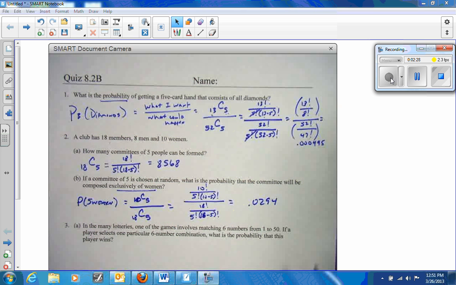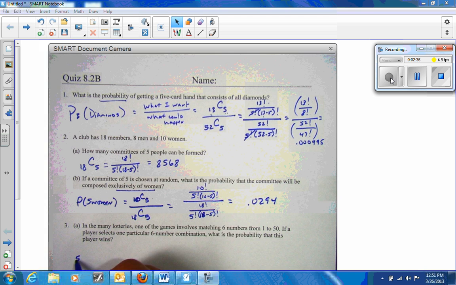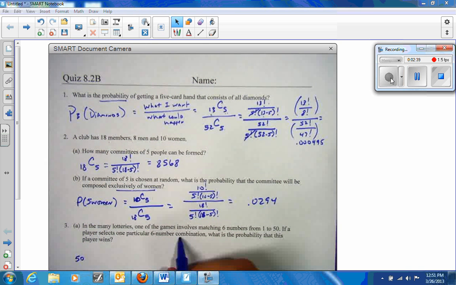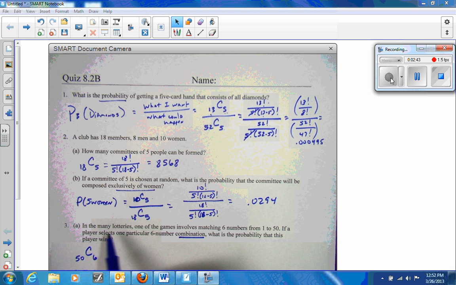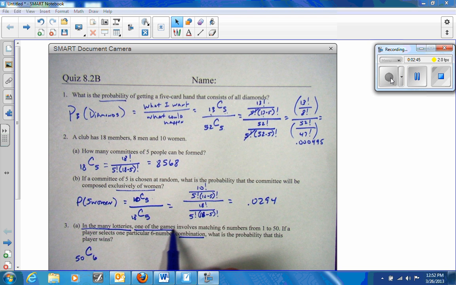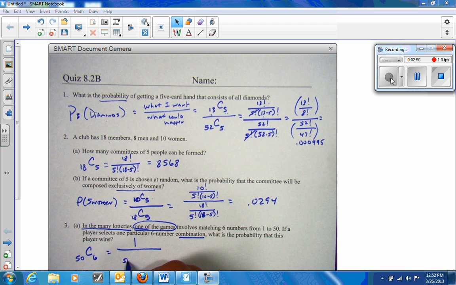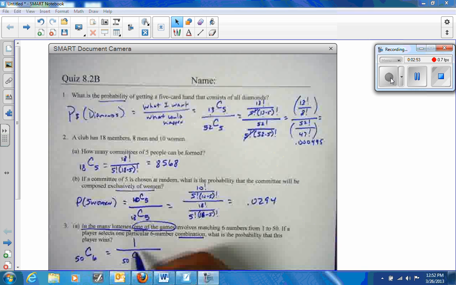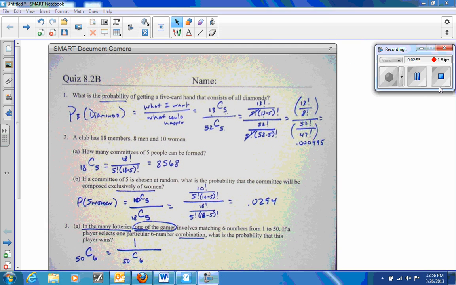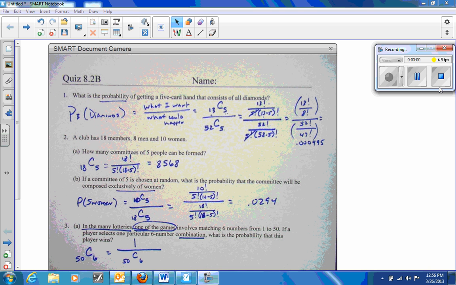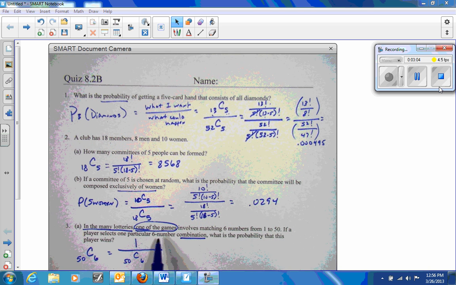All right? Now, this next section: in many lotteries, one of the games involves matching 6 numbers from 1 to 50. Well, we know that this is going to be 50. Now, I don't care which order, so it's a combination. 50, and it's a combination of 6. But because it says in many lotteries, one of the games, that's going to be one out of this combination right here.